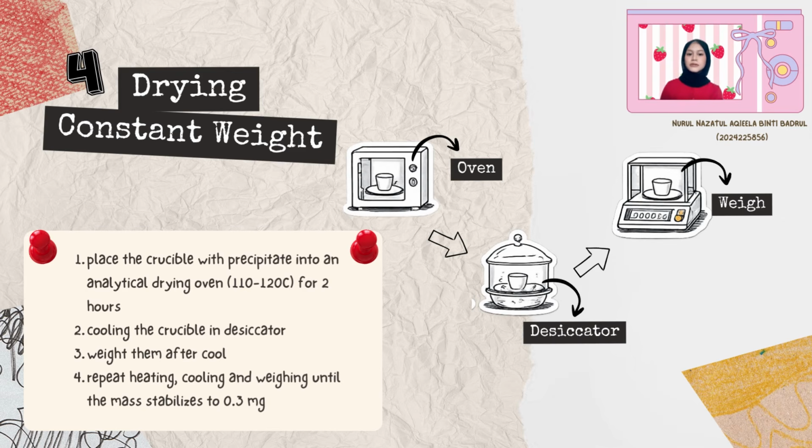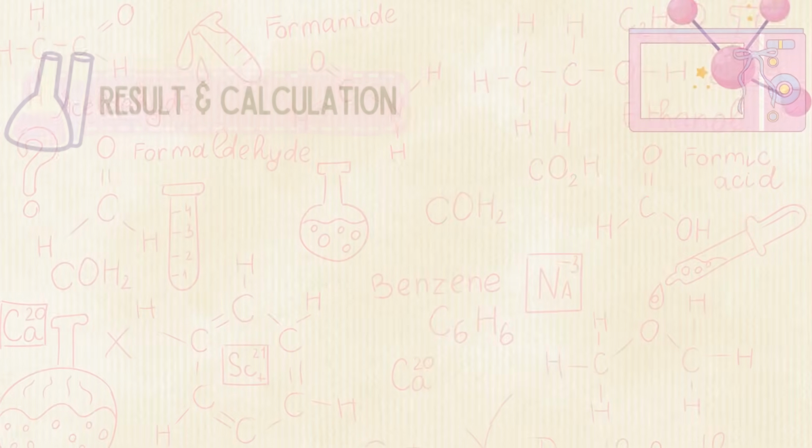After cooling the crucible in a desiccator, we weigh it. We repeat this heating, cooling, and weighing cycle until the mass stabilizes to within 0.3 milligrams, successfully achieving the constant mass. That concludes the 4-step methodology for isolating the solid analyte. I will now pass the presentation over to our next teammates for the next section.